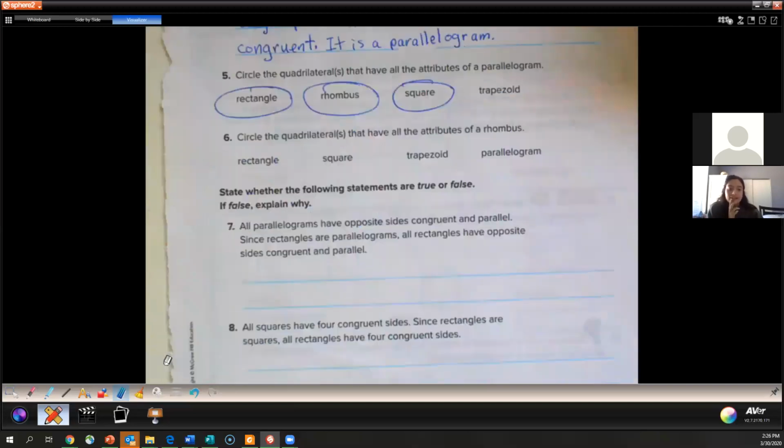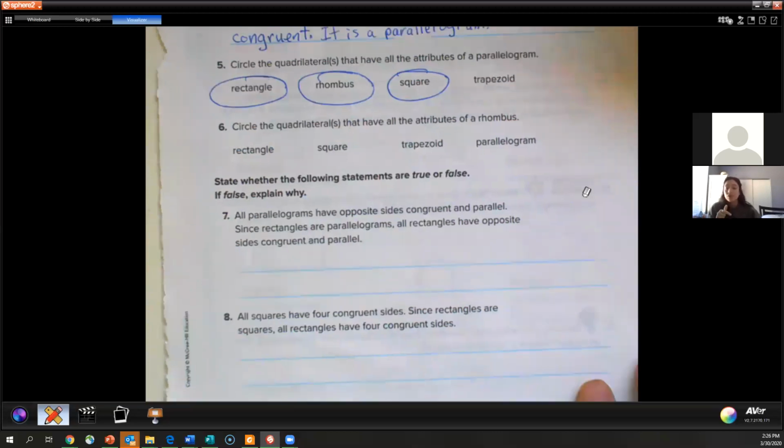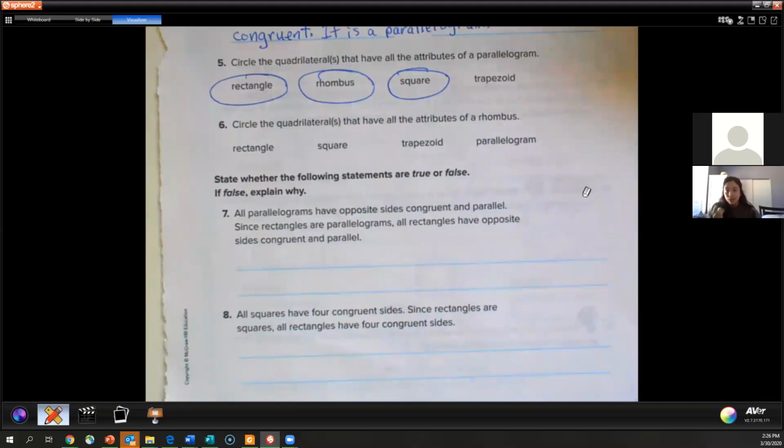Now it says, state whether the following statements are true or false. If false, boys and girls, they want you to explain why. So that would be your because statement. So make sure that if it is false, you are writing that because statement. So let's go ahead and look at our number 7.